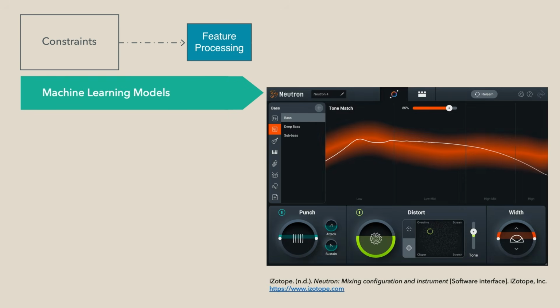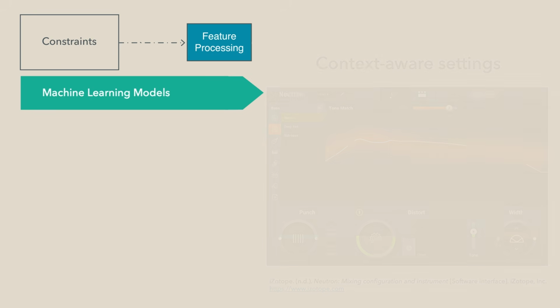Another type of constraint is powered by machine learning models trained to recognize instrument type or vocal content within each track or stem. Once identified, the system applies context-aware settings that adapt to the characteristics of the source. In this example, the bass track is automatically shaped across low to high frequencies, tightening the low end and enhancing overall clarity in the mix.